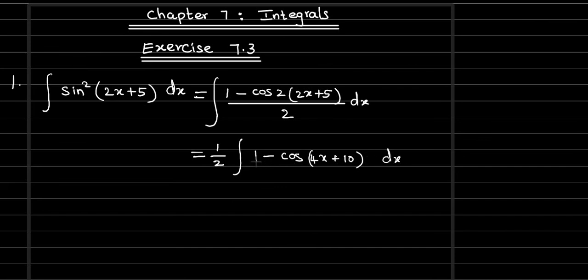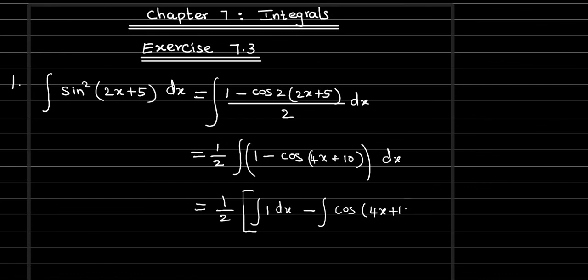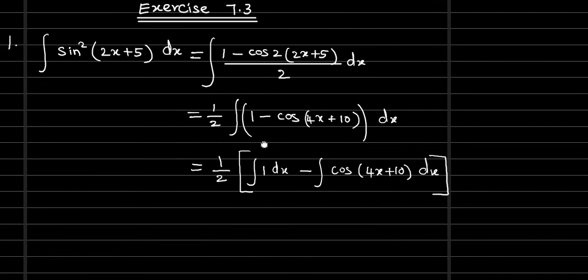Now integration is applicable for both of the terms. So now I am going to take integration also inside. I am going to split and write. So now integral 1 by 2 integral 1 dx minus integral cos 4x plus 10 dx. Okay, integral 1 dx is what?